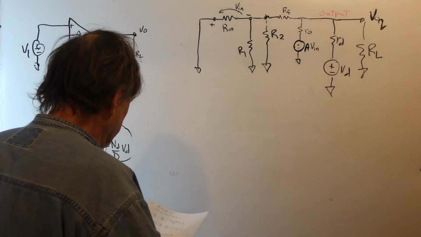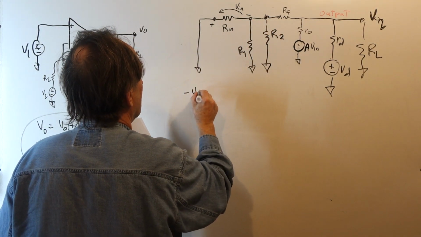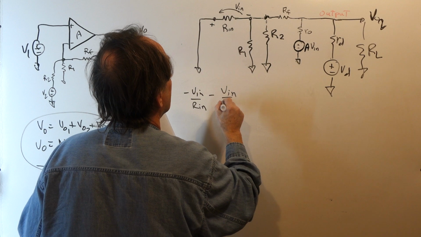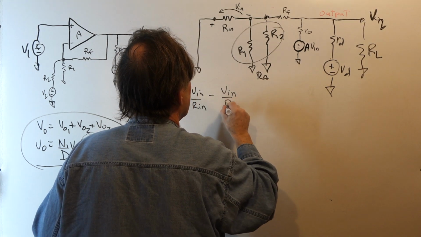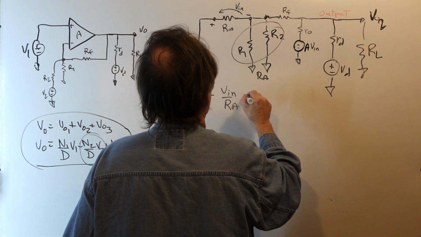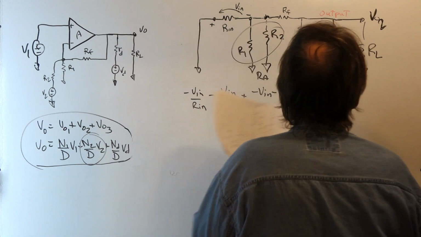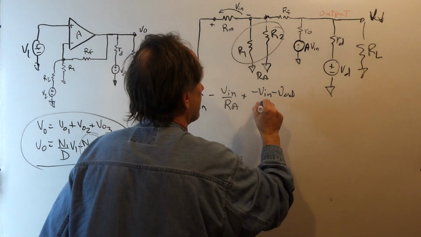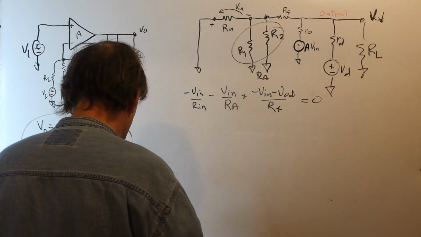So again, we write the input equation. We have minus Vn over Rn, minus Vn over, we'll replace this with Ra. So it's minus Vn over Ra. That's a parallel combination. And then we have minus Vn minus VOD. That's our output voltage due to source VD. And that's over RF. And that's equal to 0.